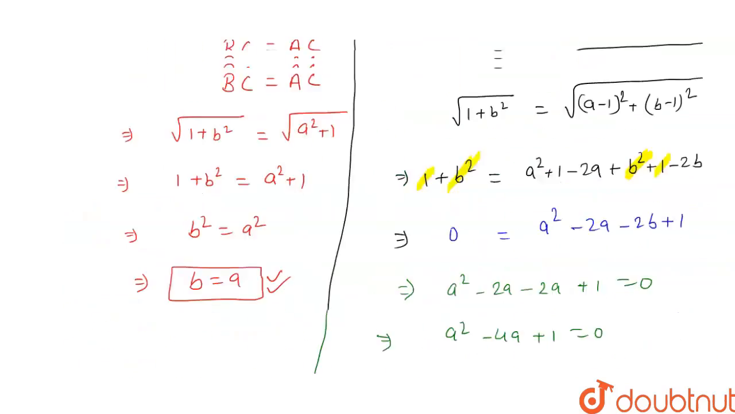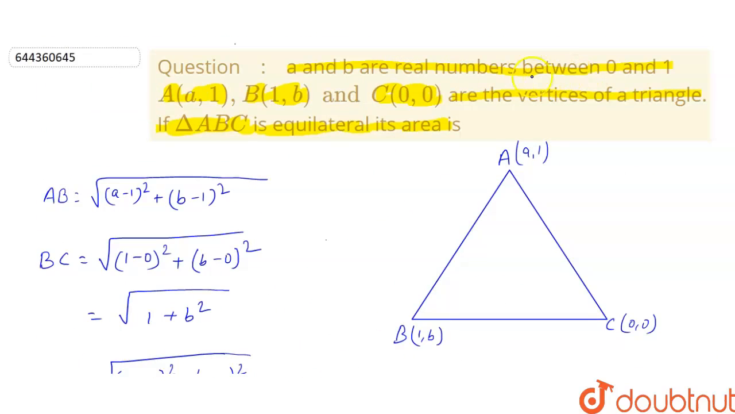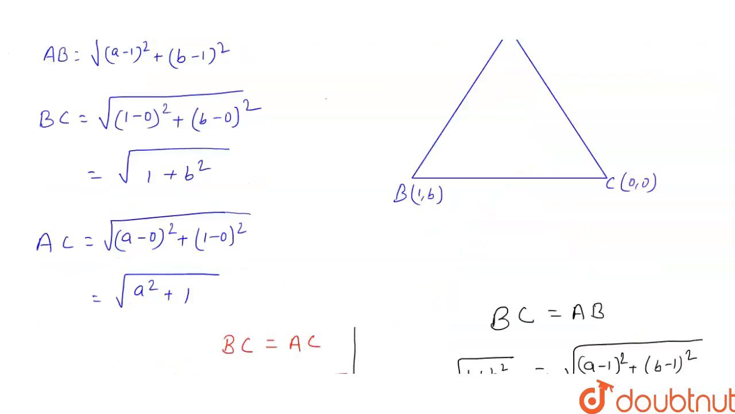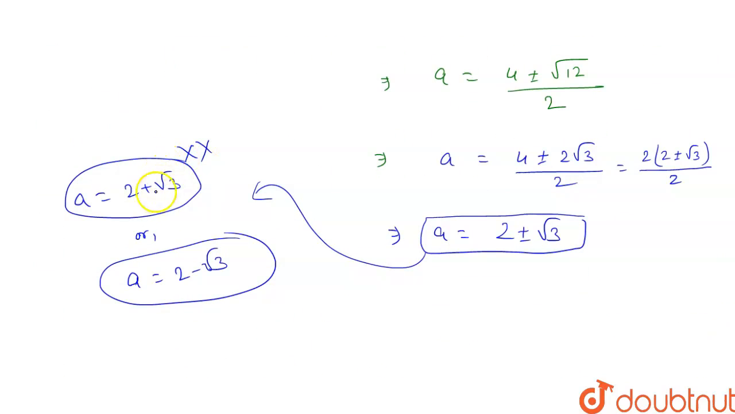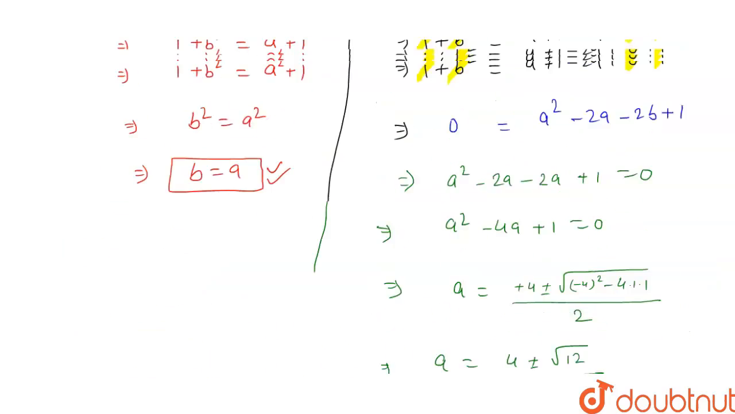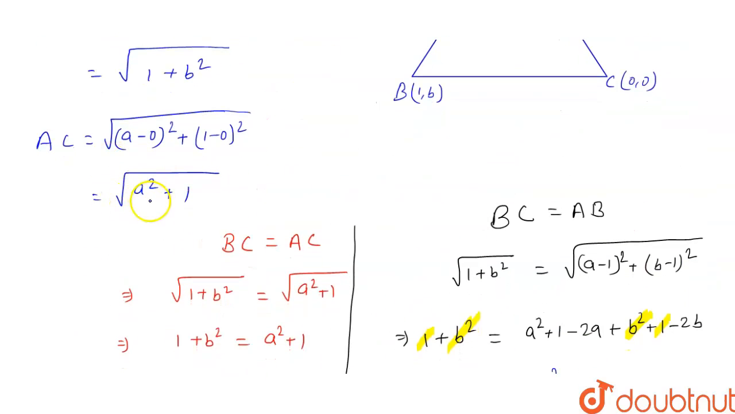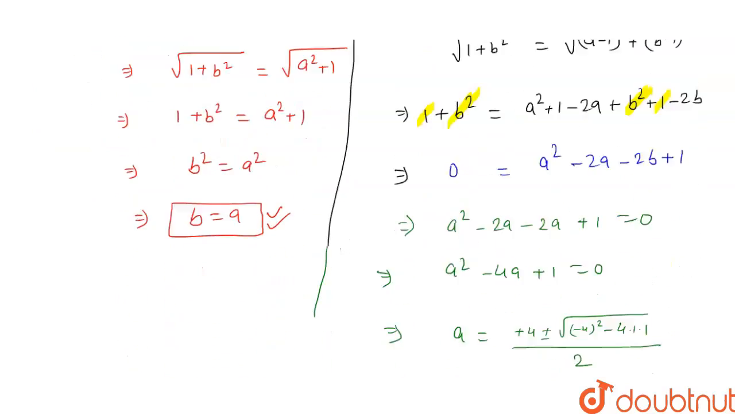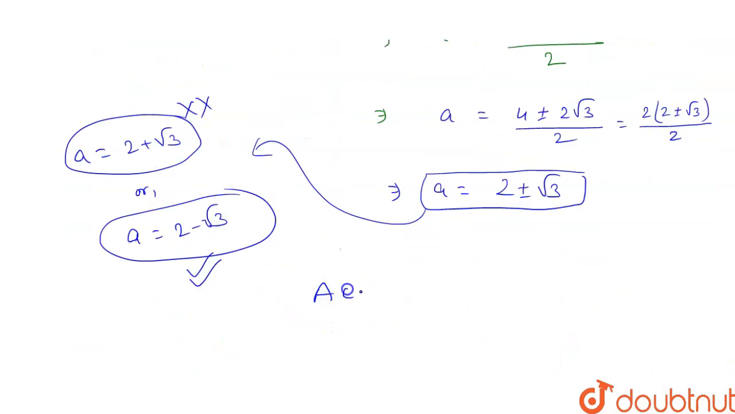Why? Because the question itself says a and b are between 0 and 1. So, 2 plus root 3 will not be in between 0 and 1, so this will be cancelled out. 2 minus root 3 will be in between 0 and 1. So, this will be our value of a. So, if this is a, then AC will be, we know AC is under root a square plus 1.